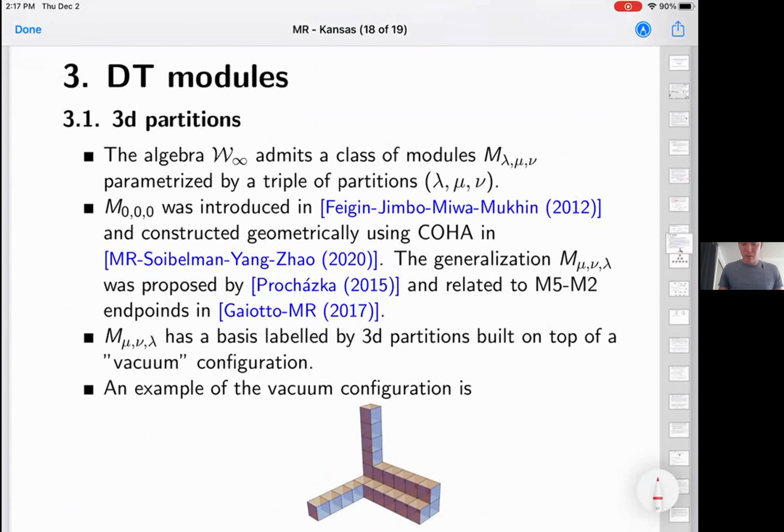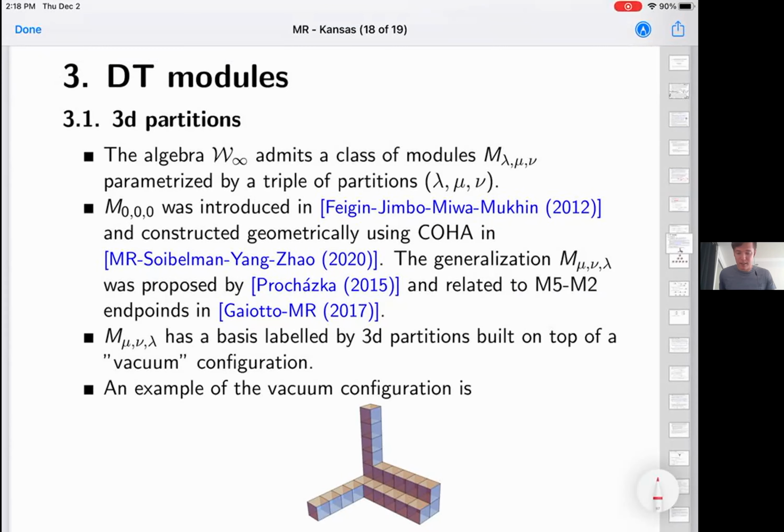Okay, so now we are at a position to define the modules, the DT modules, the PT modules, and try to understand the relation between them. It has been known for quite some time that this W infinity algebra admits a class of modules M lambda mu nu parameterized by a triple of partitions. The trivial case where all the partitions are trivial was introduced, I think, first in the work of Feigin, Jimbo, Miwa, and Mukhin in 2012, and constructed geometrically using homological algebra in our work with Jan Yaping and Gufang from last year.